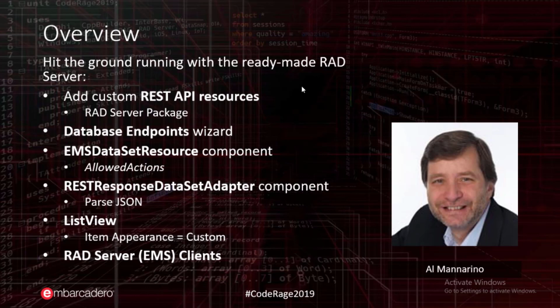In this CodeRage mini-session, we will look at using RAD Server for building backends. We will learn how to add custom REST API resources through a Delphi or C++ Builder package library that gets loaded into RAD Server at startup. We will see how to use the new database endpoints wizard that will allow us to select a FireDAC connection that displays the available tables, and by selecting a table we expose the access to the table.